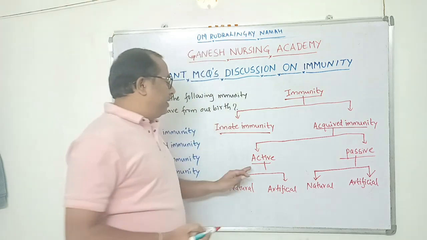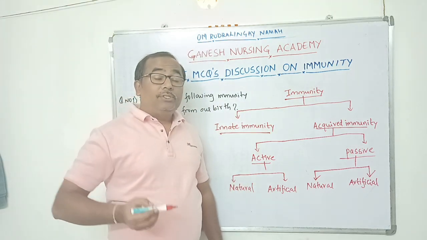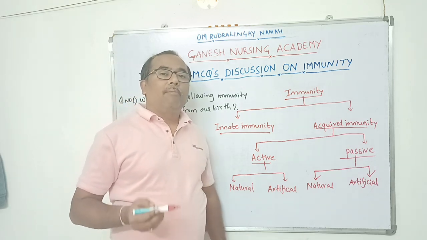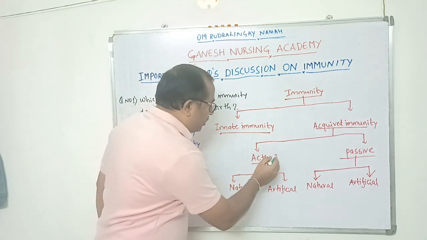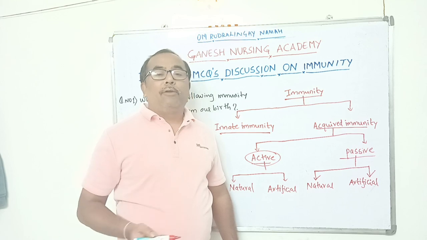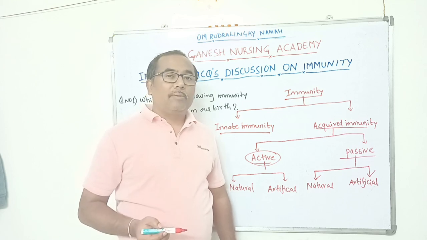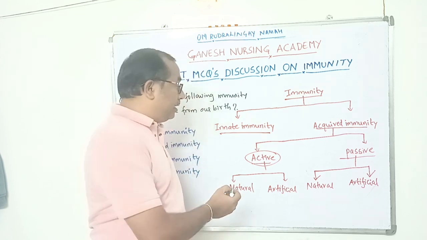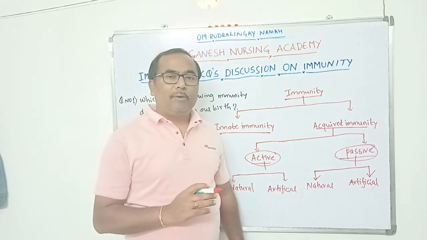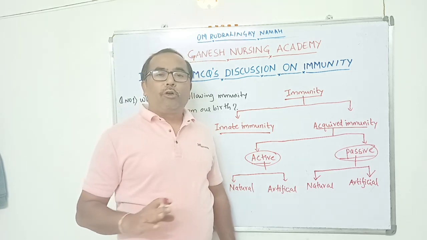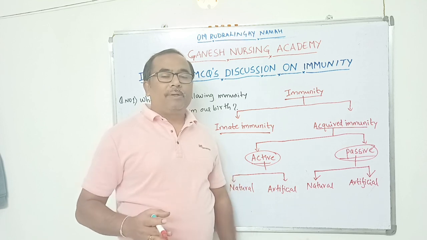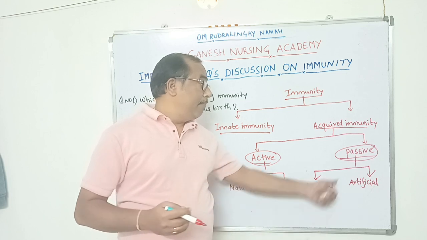Active immunity means our body host cells are actively involved in preparation of immunoglobulins against the microbial agents. So active immunity is nothing but our body host cell actively involved in preparation of immunoglobulins against microorganisms. Passive immunity means our body host cell does not get involved actively. Here our body does not prepare any immunoglobulins against the microbial agents, but passively the immunoglobulins are transferred to our body. This is known as passive immunity.